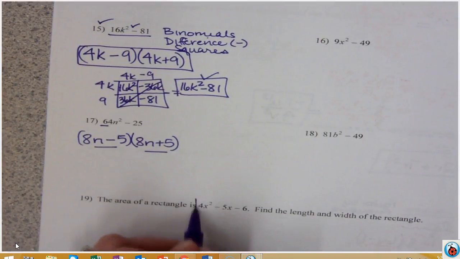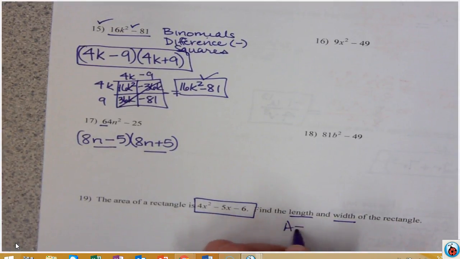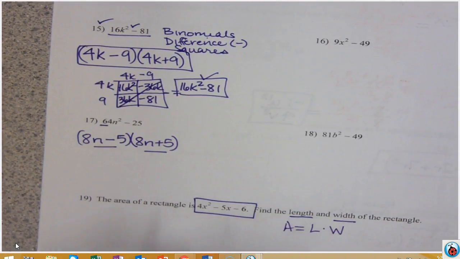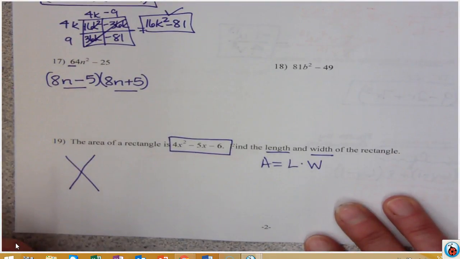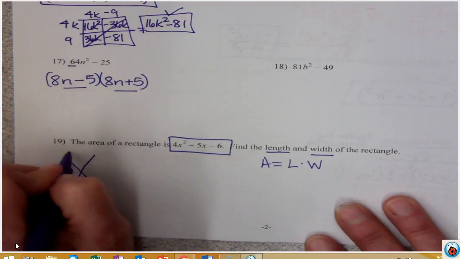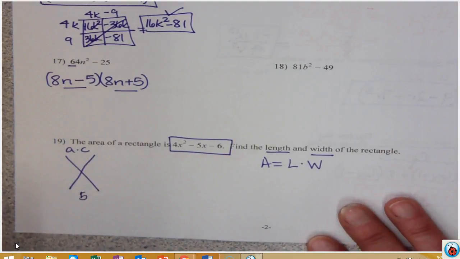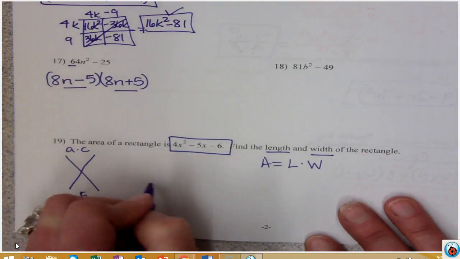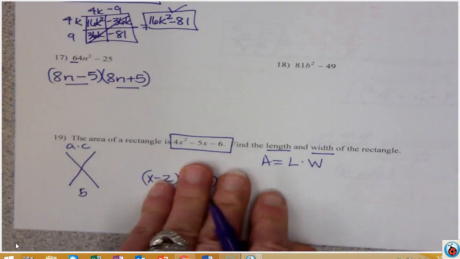Alright, if you have a rectangle like this, looking for the length and the width, area equals length times width. So basically it's asking you to figure out what two terms multiply to give you this, and you can do that by factoring it out and getting your a times c, b, and you should end up with x minus 2 and 4x plus 3. Okay, moving on.